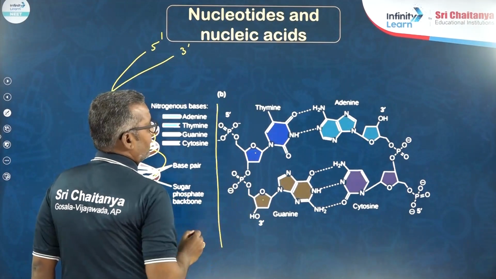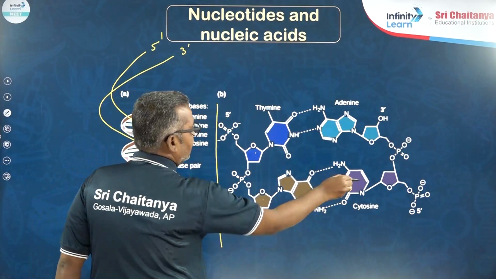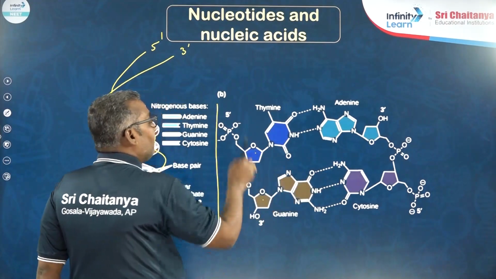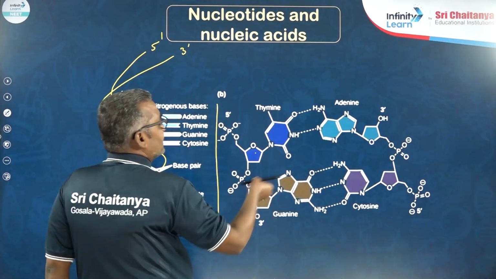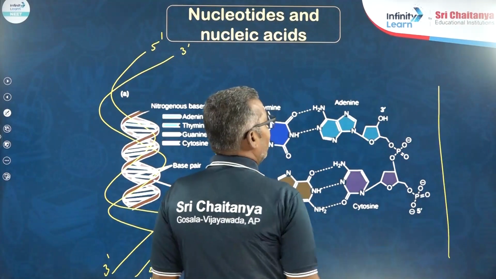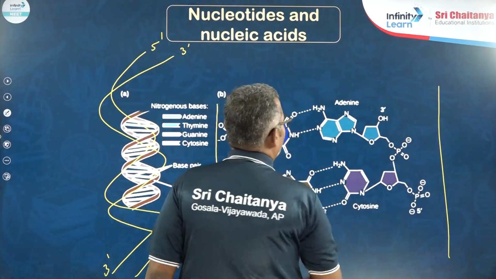Sugar, phosphate, sugar. And these are the nitrogen bases. Nitrogen bases are projected perpendicular to the backbone and projecting towards inside. Similarly, here also same. This is backbone. Now these are the nitrogen bases.